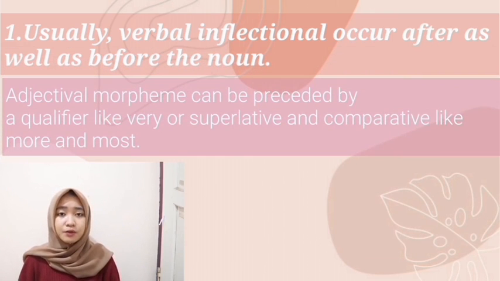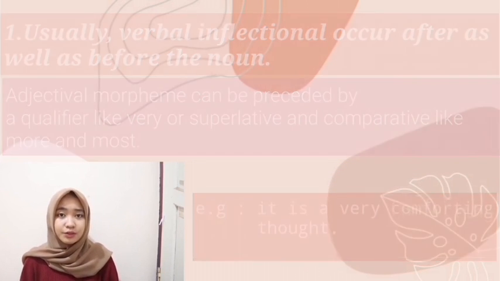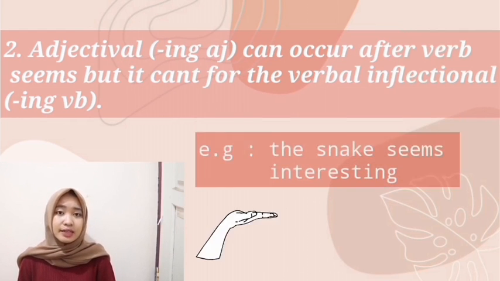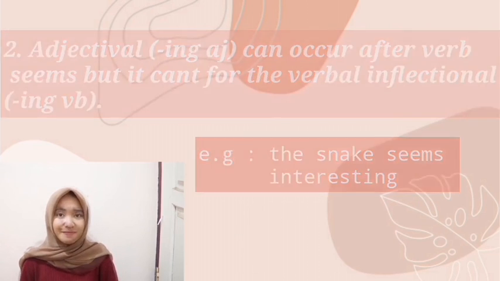Moreover, adjectival morphemes can be preceded by a qualifier like very, or by superlative and comparative like more and most. For example, "It is a very comforting thought." Well, the second way is that an adjectival morpheme can occur after the verb seems, but it cannot for the verbal inflectional. For example, "This snack seems interesting."